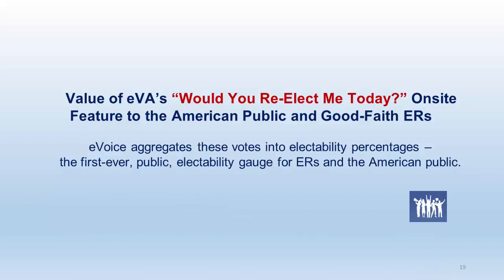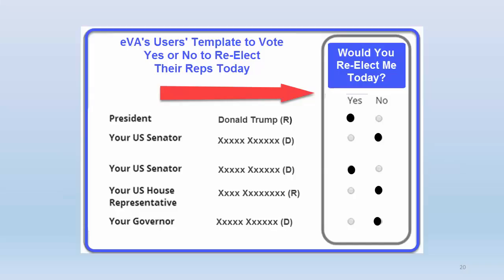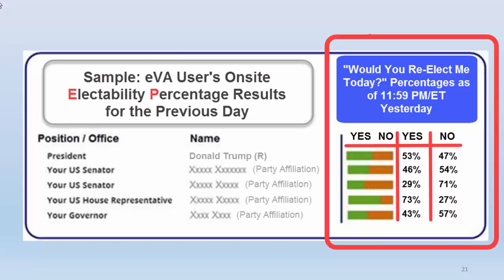Value of EVA's Would You Re-elect Me Today? on-site feature to the American public and good faith ERs. EVA aggregates these votes into electability percentages, the first ever public electability gauge for ERs and the American public. EVA's users' template to vote yes or no to re-elect their reps today. Sample: EVA users' on-site electability percentage results for the previous day.